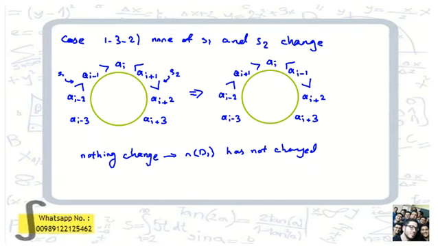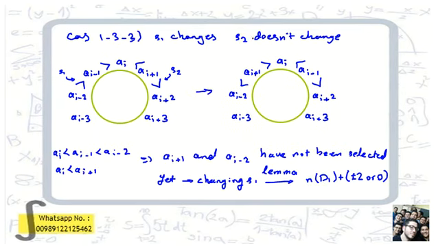So let's consider the third case, S1 changes, S2 doesn't change. And now let's consider again the orders. Ai is less than Ai-1, less than Ai-2 by this. And Ai is less than, let's consider this case. We know Ai also is less than Ai+1.